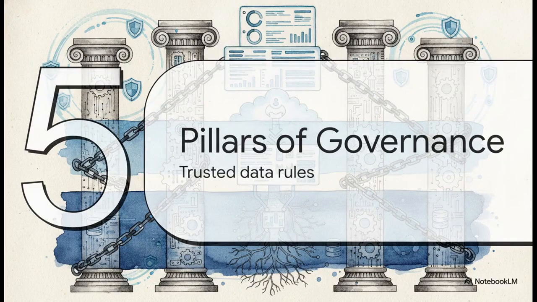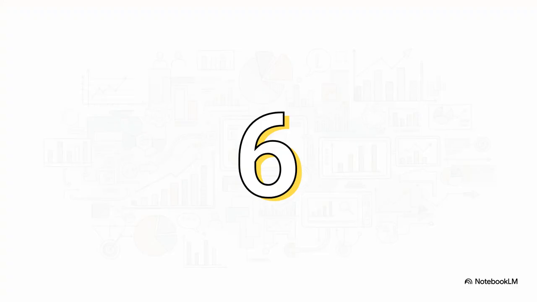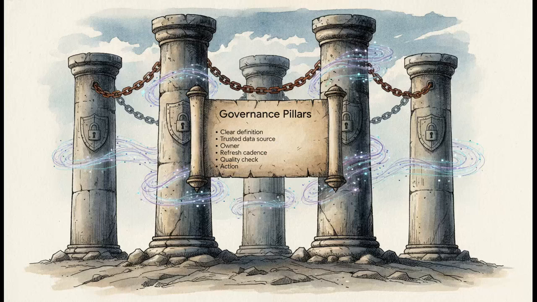Section 5. 6 Pillars of Governance. Rules for maintaining trusted data sources. So if you actually want to rely on those 3 layers we just built, you need ironclad rules. There are exactly 6 core pillars required to achieve effective dashboard governance. If you miss even one of these, you risk generating messy, unreliable metrics that will completely destroy trust in your reporting. Think of this as your checklist for an immediate dashboard audit. Every single metric on your dashboard must have these 6 things to ensure data trust.